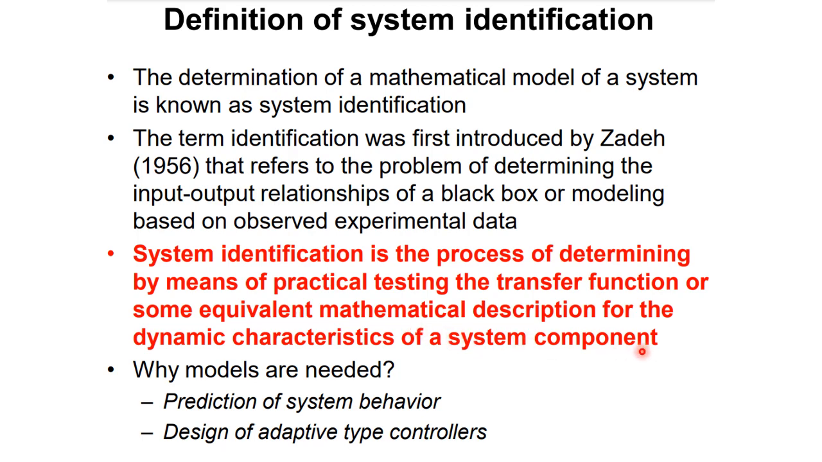So why do we need a model? First, to predict the system behavior, and second, to design any type of controller, and to be specific, adaptive controllers.